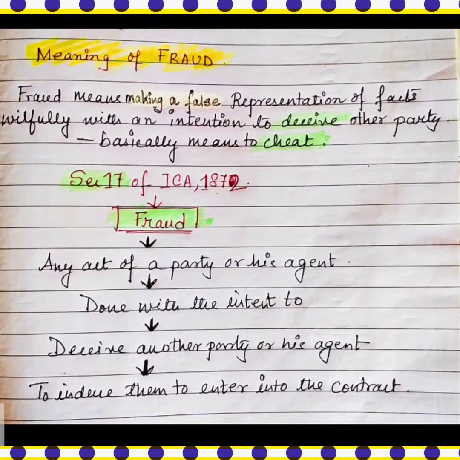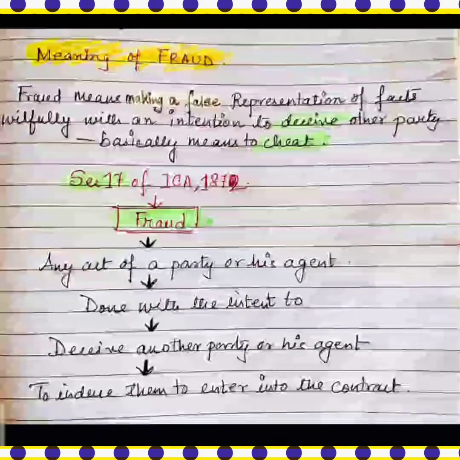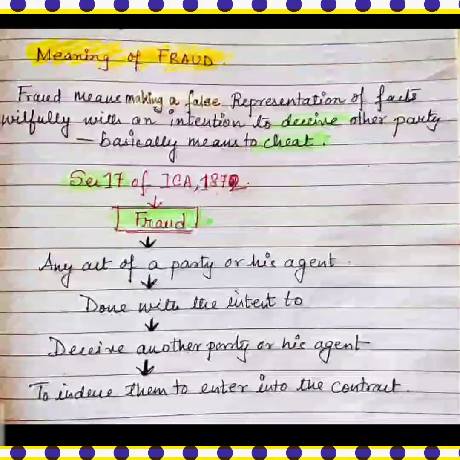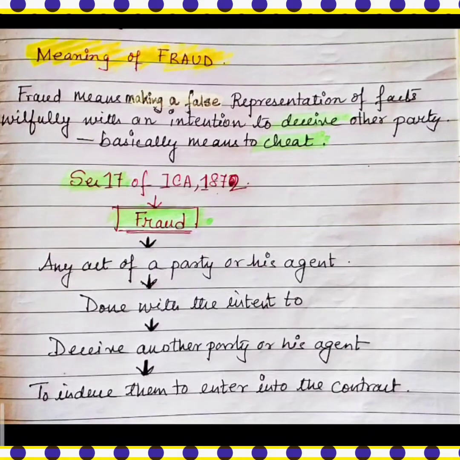Now when it is juxtaposed in our Indian Contract Act, if we look at section 17, you can see I have analyzed the definition part of fraud given under section 17 by way of a flowchart. So fraud under section 17 means an act of a party or his agent done with the intent to deceive another party or his agent, to induce them to enter into a contract. So firstly, this is done intentionally.